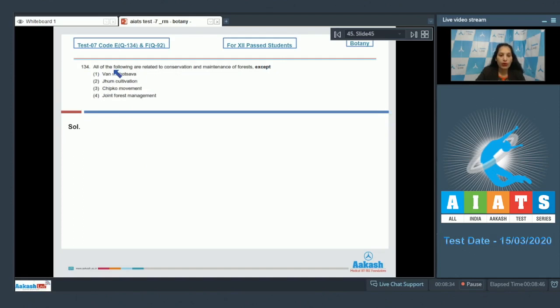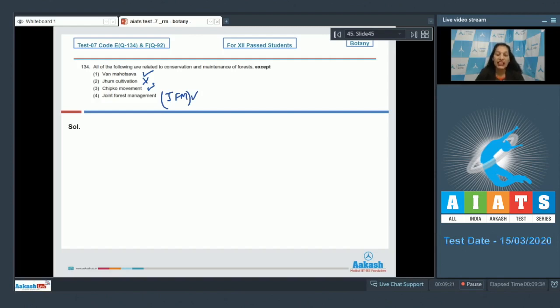Question number 134. All of the following are related to conservation and maintenance of forest except one. Mahotsav, yes. Chipko movement, yes. Joint Forest Management, or the JFM, yes. Jhum cultivation. Jhum cultivation is practiced in the northeast region of India where crops are grown in a particular area. They are harvested and this land is left for many months and then they move to a new area for the cultivation. This is called the jhum cultivation or the slash and burn cultivation.